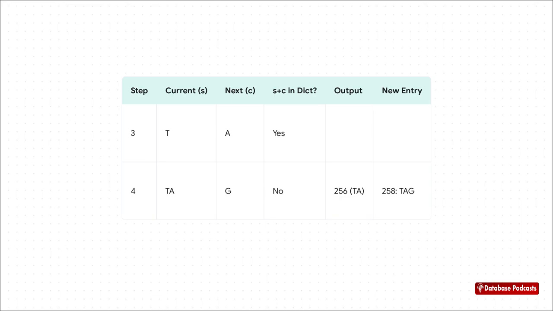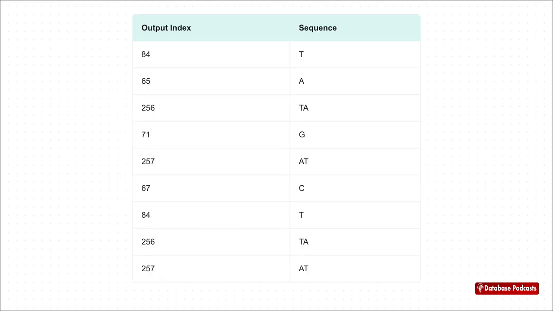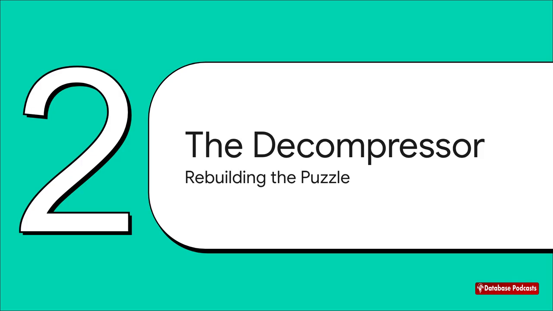When it finds a match, it doesn't output anything yet. Instead, it gets greedy. It extends the sequence and reads the next character, which is G. Now, is TAG in the dictionary? Nope. So now it outputs the code for the last known sequence, which was TA, so it outputs 256, and then it adds TAG to the dictionary. And it just keeps following this logic, working its way through the entire string. As it goes, it gets smarter and smarter, finding longer and longer sequences it's already learned. And the end result? Our 16-character string has been squished down into this sequence of just 10 numbers. Pretty cool, right? So that's the compression side of things.